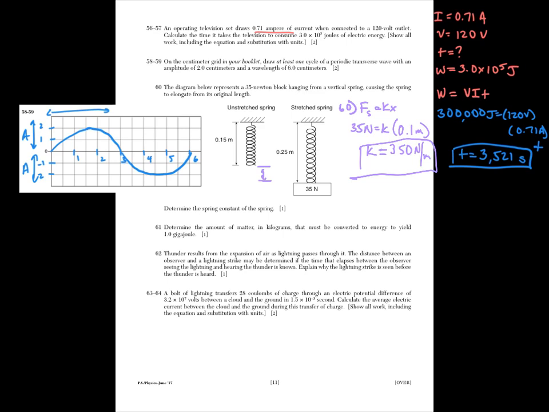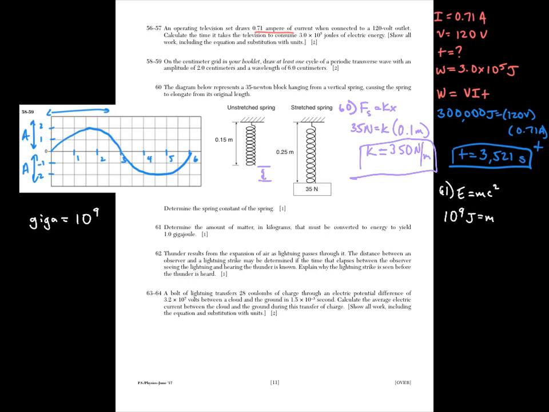Number 61. We need to determine the amount of matter in kilograms that must be converted to energy to yield 1 gigajoule. So matter, so mass into energy, that is E equals mc squared. Mass energy equivalence. That's the only time you'll ever use this equation, is to convert from mass to energy. So we're solving for the mass given the energy. Giga is a prefix. Giga is a billion. That's 10 to the 9th. Mega is a million. That's 10 to the 6th. So 1 times 10 to the 9th.